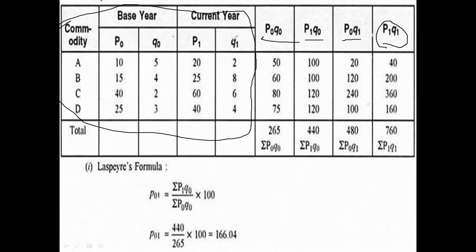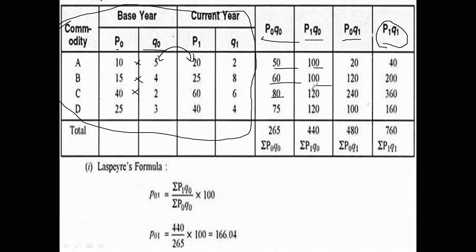So P0Q0 means base year price and quantity you need to multiply. 10 into 5, it is 50. 15 into 4, it is 60. 40 into 2, it is 80. In that manner, we have calculated these values. Similarly, come to the next one. P1Q0 means price of current year and quantity of base year. These two values we need to multiply. 20 into 5, 100. 25 into 4, 100. In that manner, we have calculated the value of P1Q0.